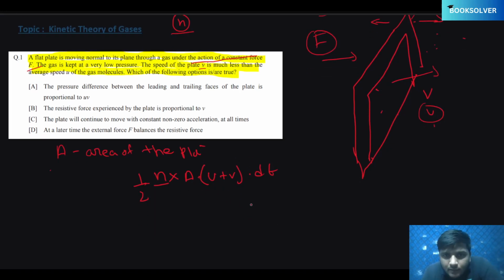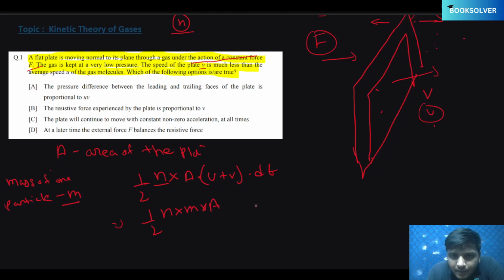Now what will be the pressure applied by them? For pressure we first have to find the force here. Let's consider the mass of one particle as m. Now if you multiply it with the number of particles, we get half into n into m into A (u plus v) dt. This is nothing but the mass of all the particles which are colliding here.